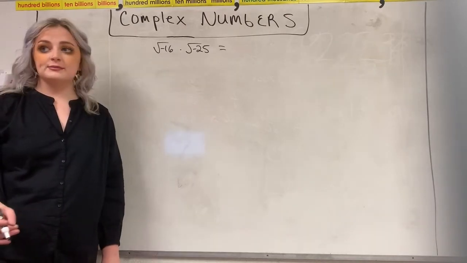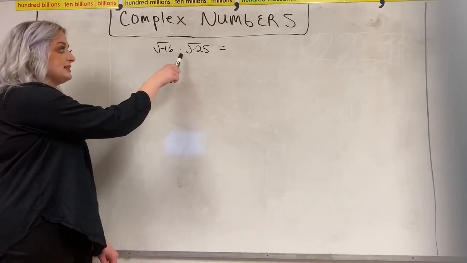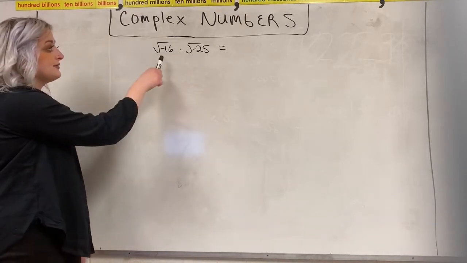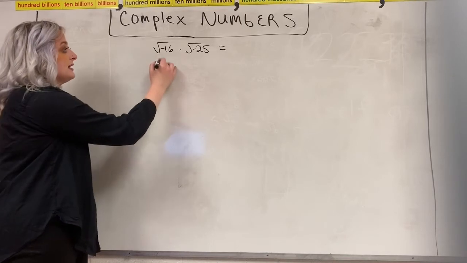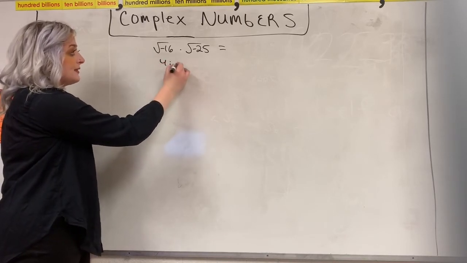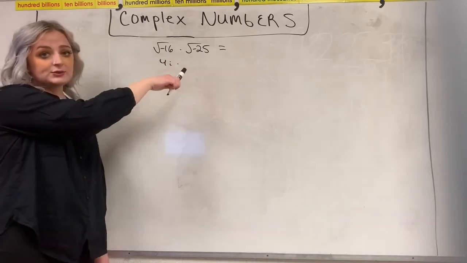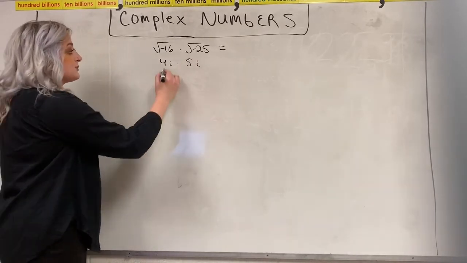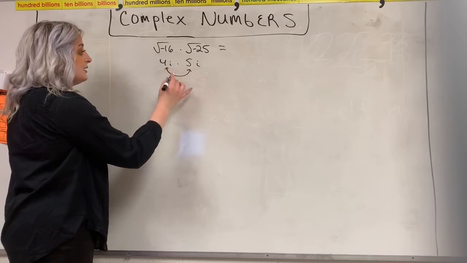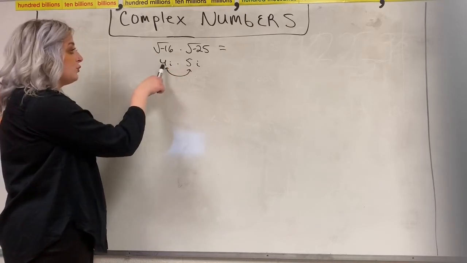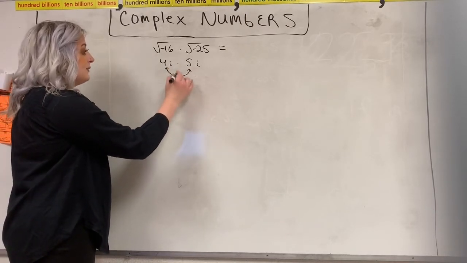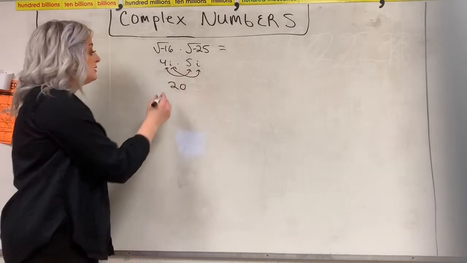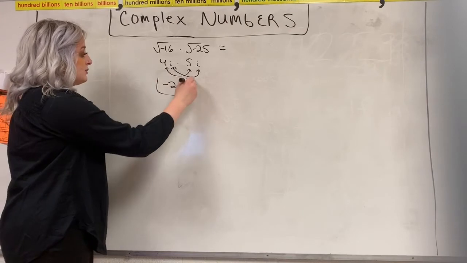Right, so for my next example, I'm going to do square root of -16 times square root of -25. Okay, and so square root of -16 is 4i, times square root of -25 is 5i. And so first we're going to multiply these two together, the 4 and the 5, so 20, and then we're going to multiply the i's together. i squared is -1, so the answer is -20.